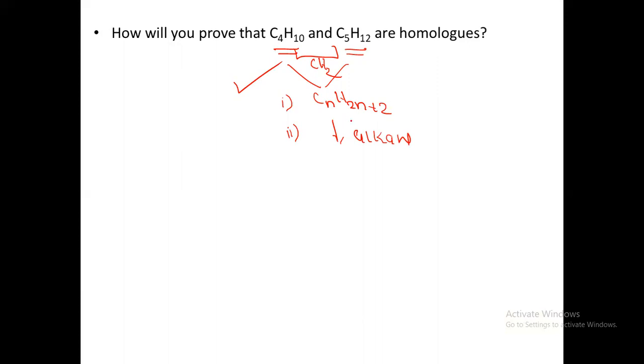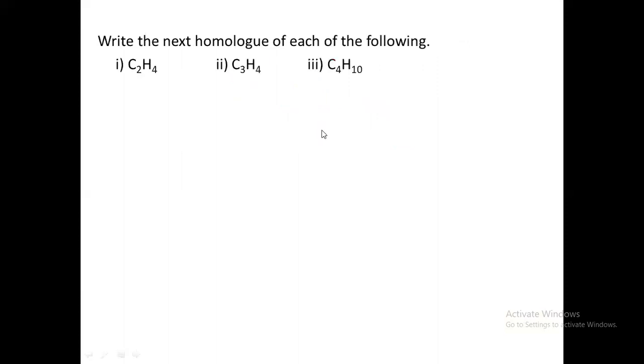So if you write these two points, and if the given compound satisfies these points, you can call it a homologous series. That's another type you can expect. Now this is another important type. You may be given a formula, and you may be asked to write the next homolog or preceding homolog, like that.